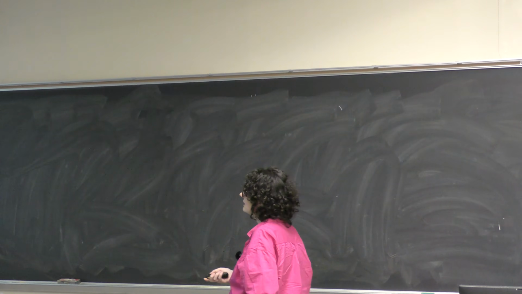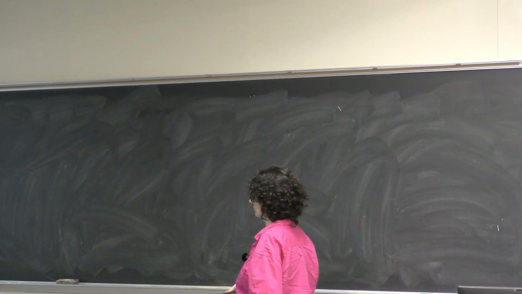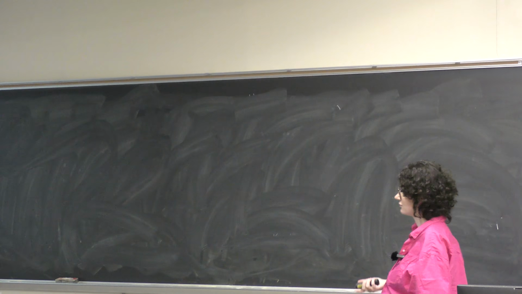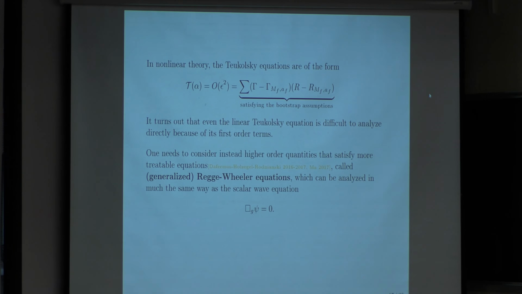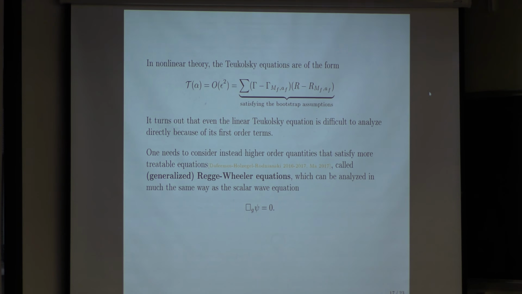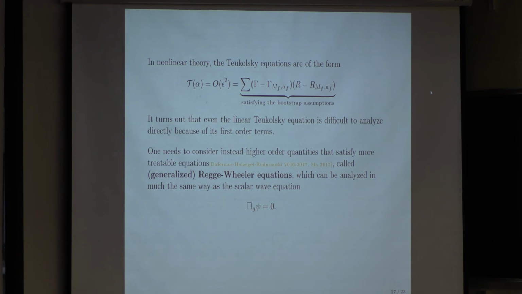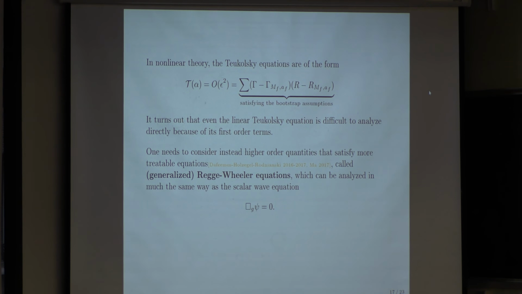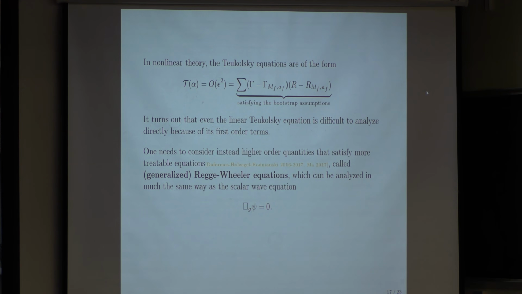But it turns out that even the linear Minkowski equation, so this piece equal to 0, is difficult to analyze because of its first order terms. These first order terms, nabla t and nabla phi, really kill you. And what one needs to do, and what makes it hundreds of pages also, is to consider higher order quantities, in particular quantities at the level of two derivatives of this curvature. So here we're going to the level of four derivatives of the metric, so things are getting more and more complicated.